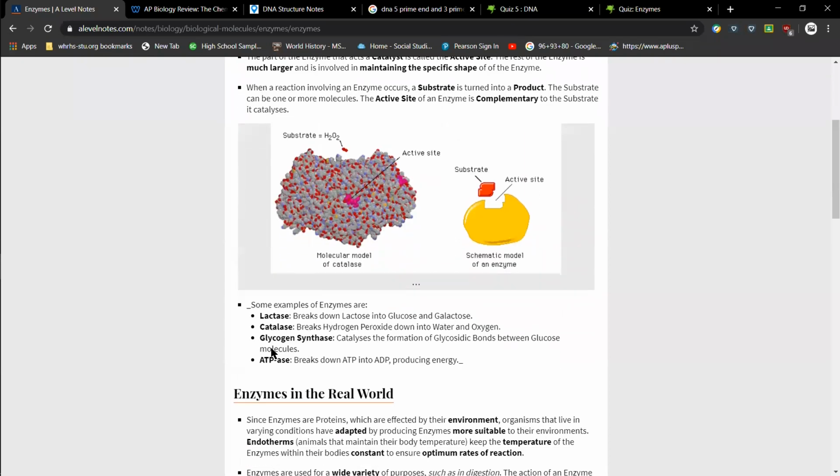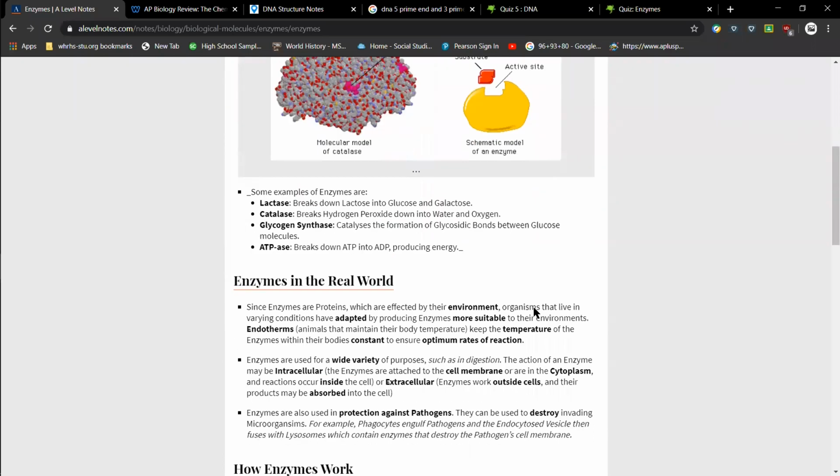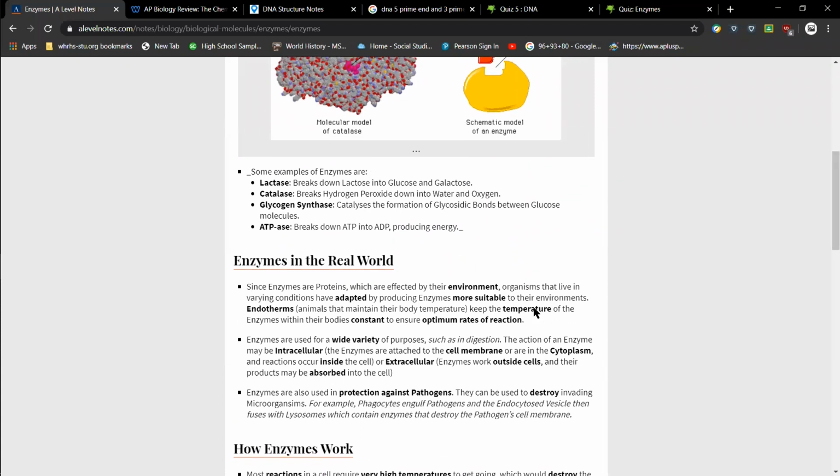So some examples of enzymes are lactase, which breaks down lactose into glucose and galactose, catalase, glycogen synthase, or ATPase. Notice how every enzyme ends with the last three letters, ASE. Anything that ends with ASE is usually an enzyme. So in the example I gave, I said hexokinase. Remember, ASE at the end, suggesting it's an enzyme. So that's the structure of enzymes, not how they work, just the structure.